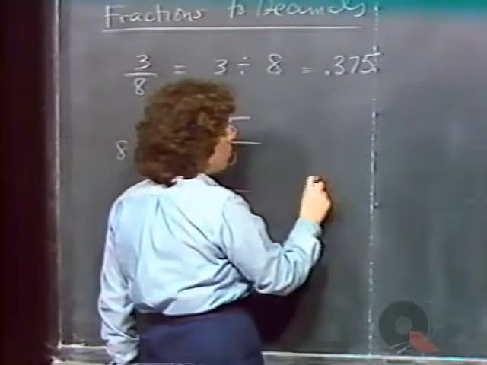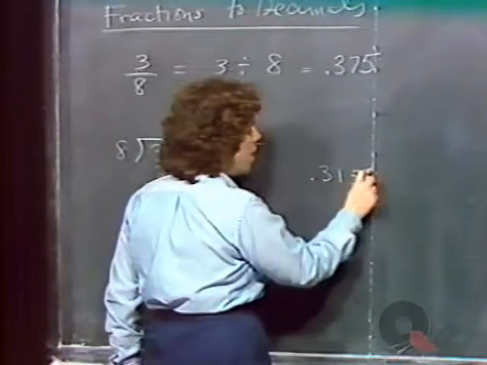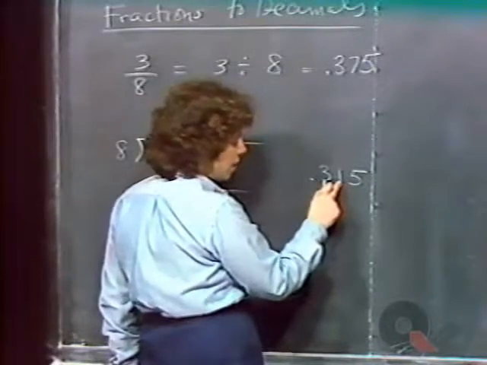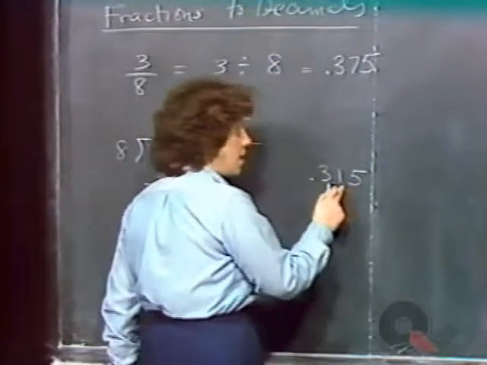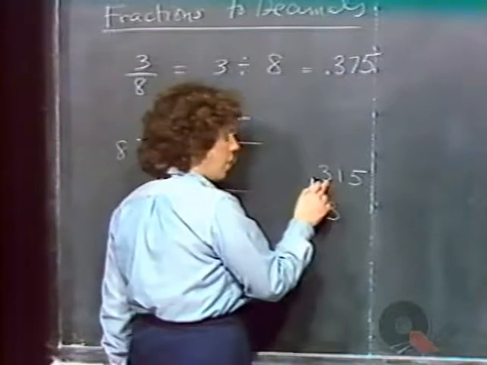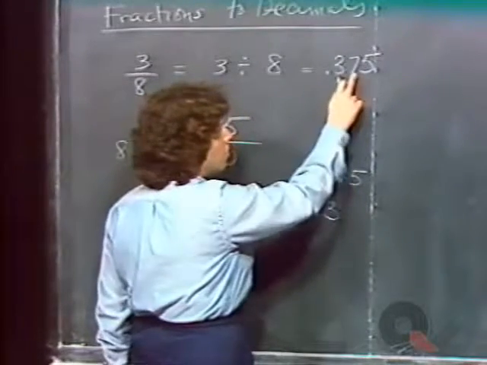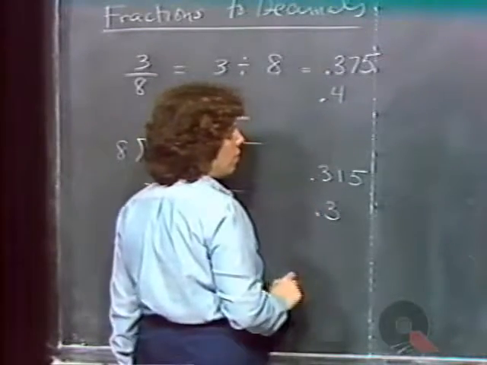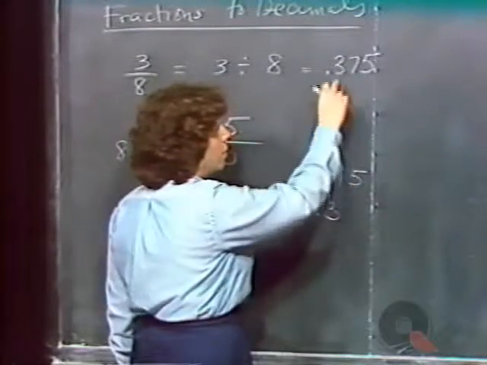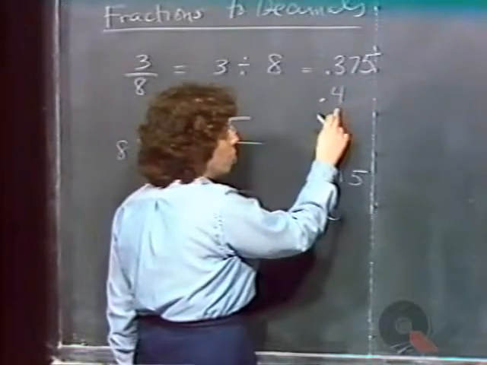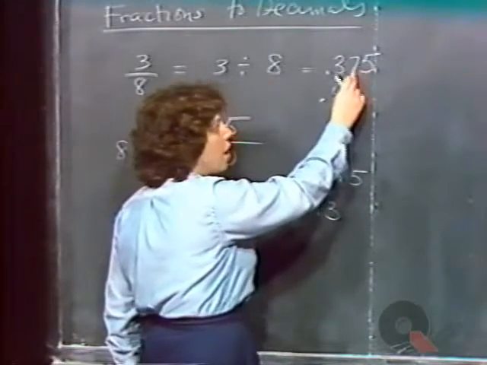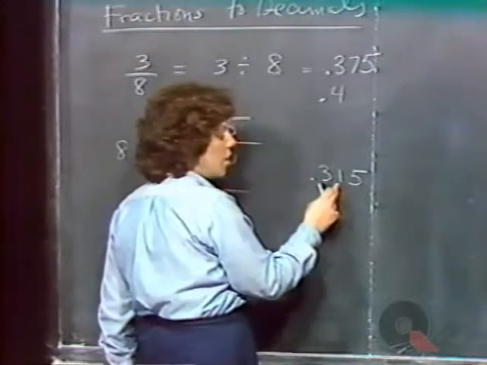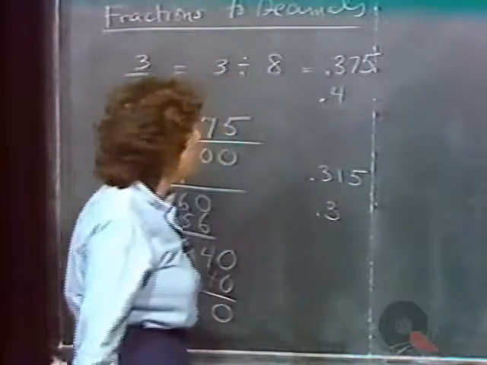If it had been 0.315, correct to the nearest tenth, it would be 0.3. If the number in the second place is less than 5, then you leave the 3 alone. If it's 5 or more, you would round up to 0.4. So if it's correct to the nearest tenth, you would give this answer as 0.4, because the number in the hundredths place is 5 or more. Here, correct to the nearest tenth, you would write 0.3, because the number in the hundredths place is less than 5.